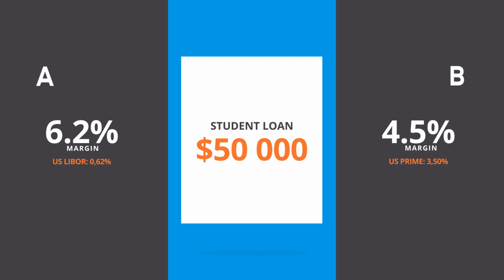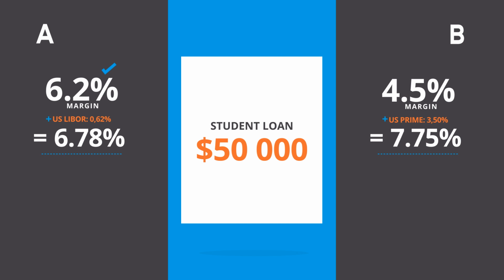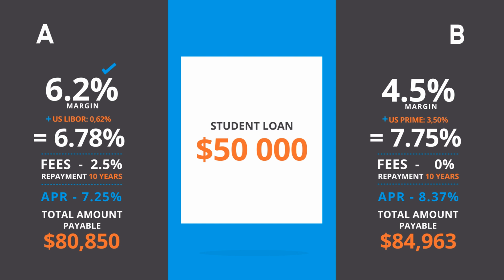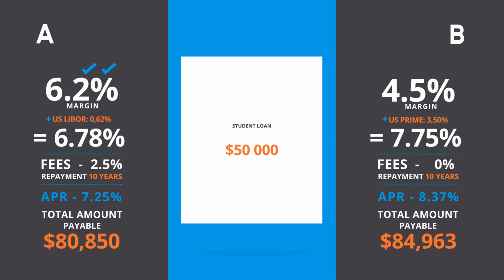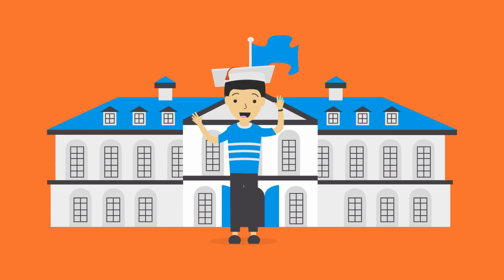If we add the variable base rate plus the margin, we can already see that option A is clearly the better choice. But we need to look at the whole picture. By continuing to work out the APR, including any upfront fees, we can clearly see that even though option B looked great at the start with its lower advertised rate, option A is the more cost-effective choice, and that adds up to $4,000 saved over the duration of the loan, some of which will definitely be spent celebrating Carlo's newly acquired qualifications. Right, Carlo?